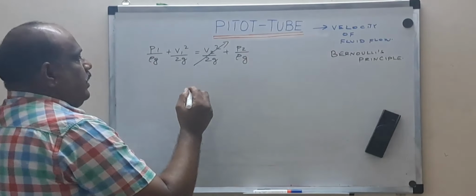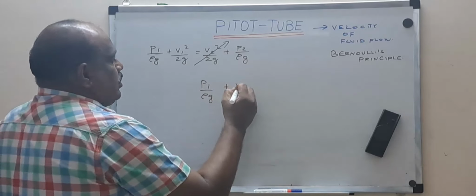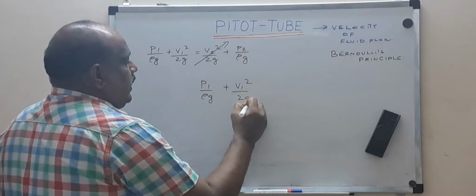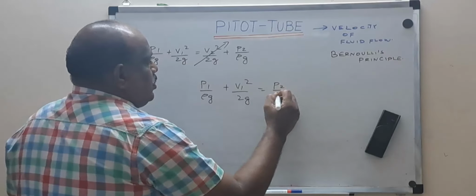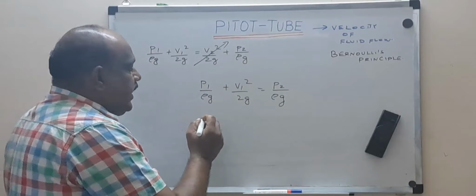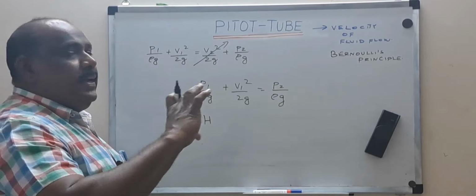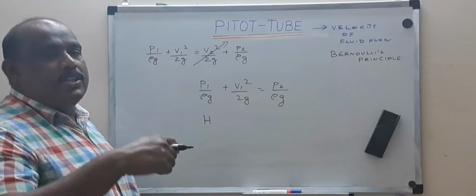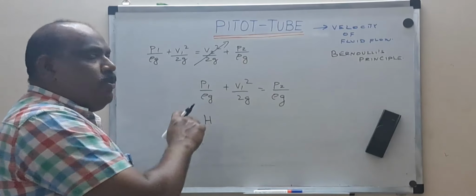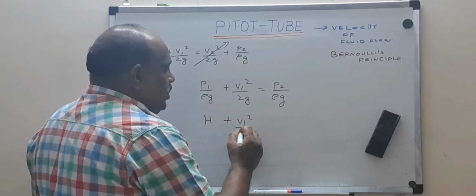So we can see P1 by rho g plus V1 squared by 2g is equal to P2 by rho g. What is P1 by rho g? It is nothing but H, because it was only the static. Because there is a velocity component also, it will correspond only to the static, plus V1 squared by 2g.